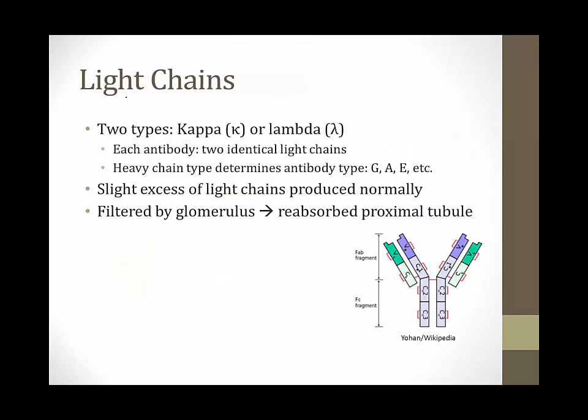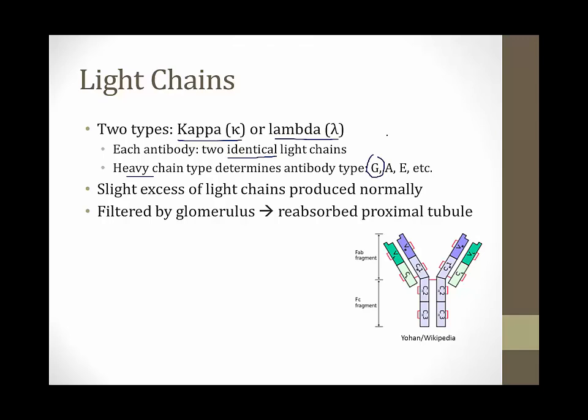Let's talk about light chains in a little more detail because these are important to understanding the pathophysiology of multiple myeloma. There are two types of light chains produced by plasma cells. One's called kappa and one's called lambda. They both have slightly different protein structures. Each antibody that a plasma cell makes has two identical light chains, so either two kappa or two lambda light chains will be present on an antibody. The heavy chain type determines the antibody type. So for example, the IgG heavy chain makes an antibody an IgG antibody. And what this means is that antibodies can be described as IgG kappa if they have kappa light chains, or IgG lambda if they have lambda light chains. Same thing is true for IgA and IgE antibodies.